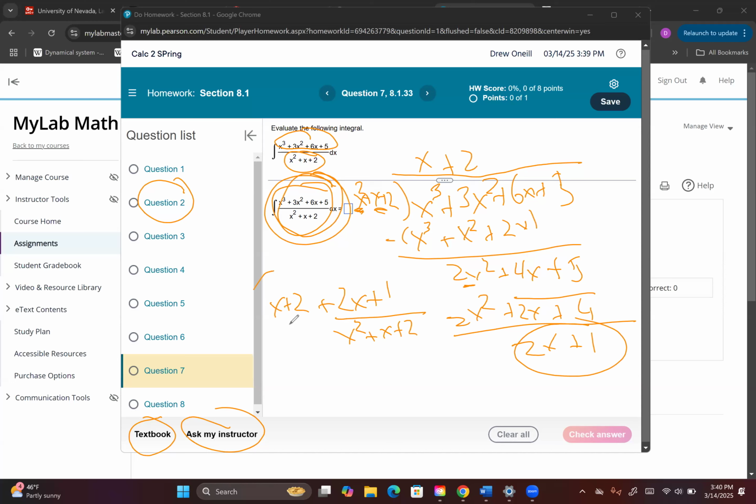So I can say I'm integrating this and I'm integrating this. This one's a really easy one. And this one I'll let you try, but that's a u sub. My u would be this, and I perfectly get du. Okay, so hopefully that helps you guys. If you need more help, let me know.